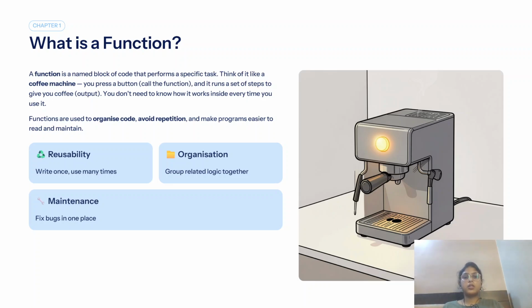Suppose you discover a mistake. Without functions, you have to search and debug where you have made mistakes, and you might need to fix it at many places. With a function, you fix it once. Every function call automatically uses the updated version. This is a best example of it.